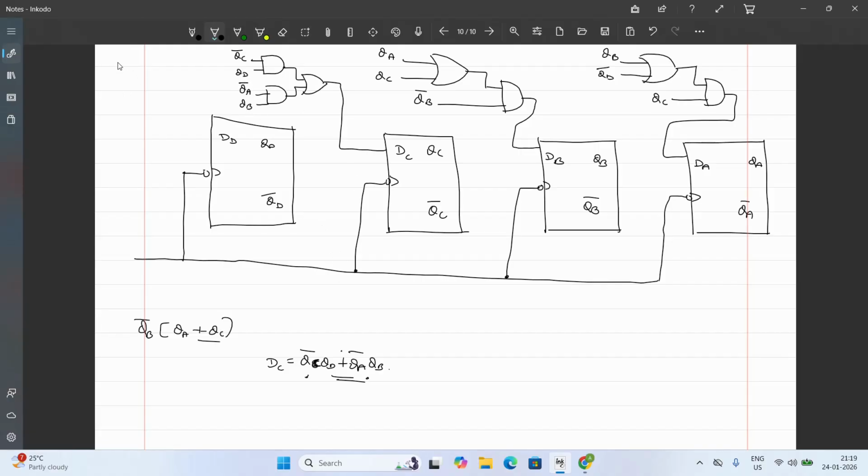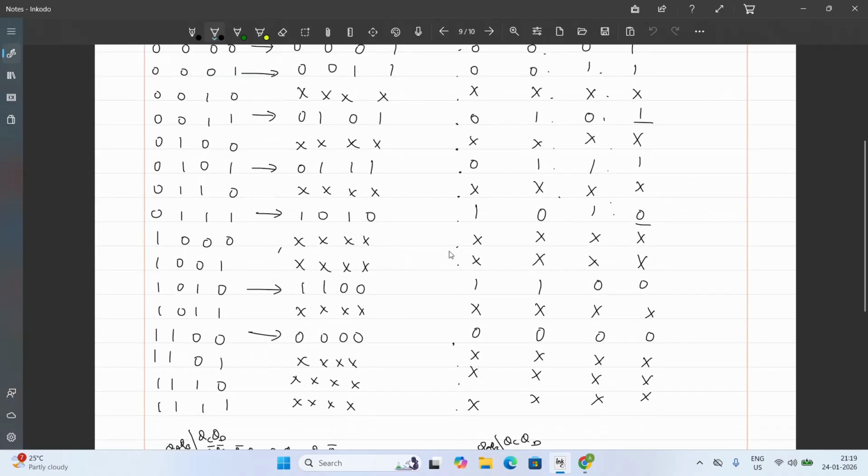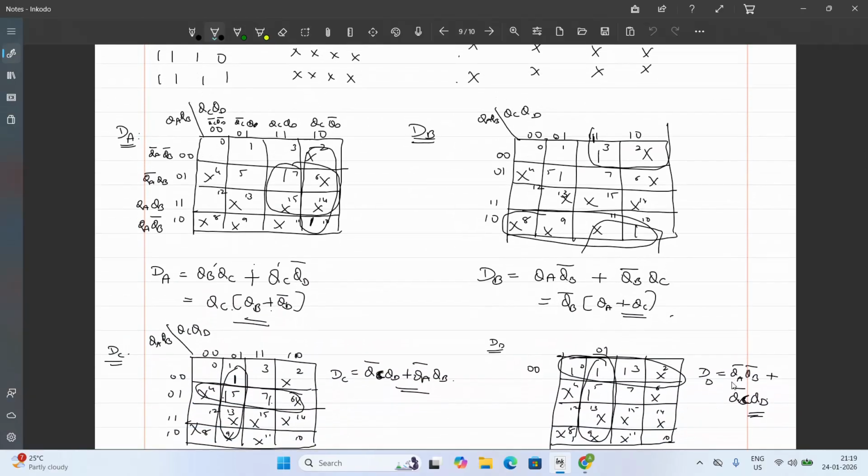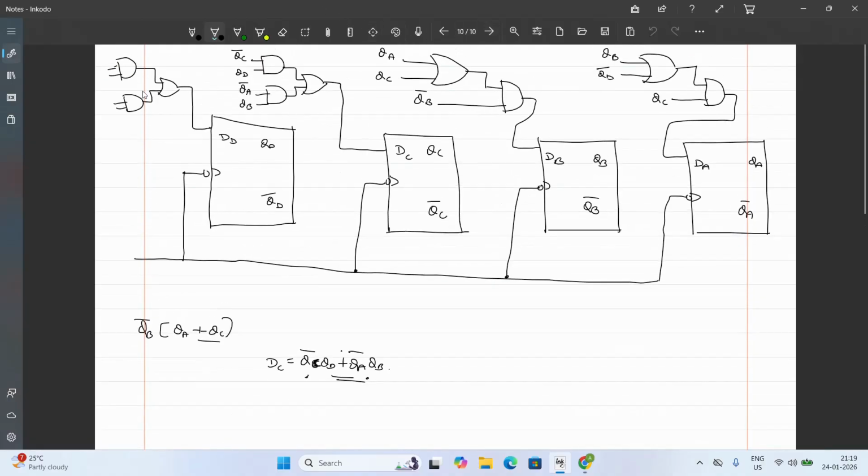Okay. Similarly, in the last equation also, we have two AND gates with an OR gate. Inputs for these two will be QA bar, QB bar, QC bar, QD. Okay. So this is your synchronous counter design using D flip-flop. Right? For any given sequence, you can draw the table.